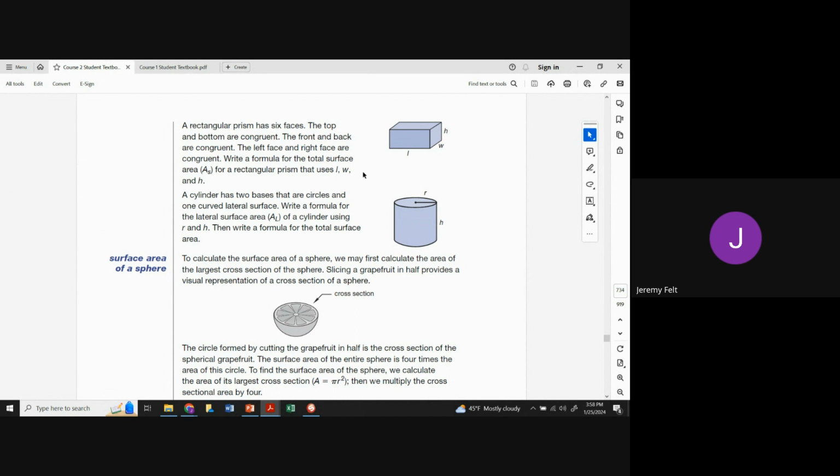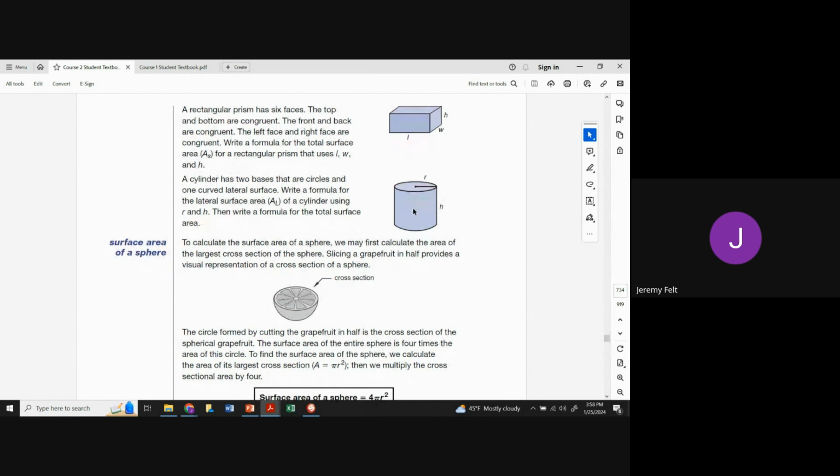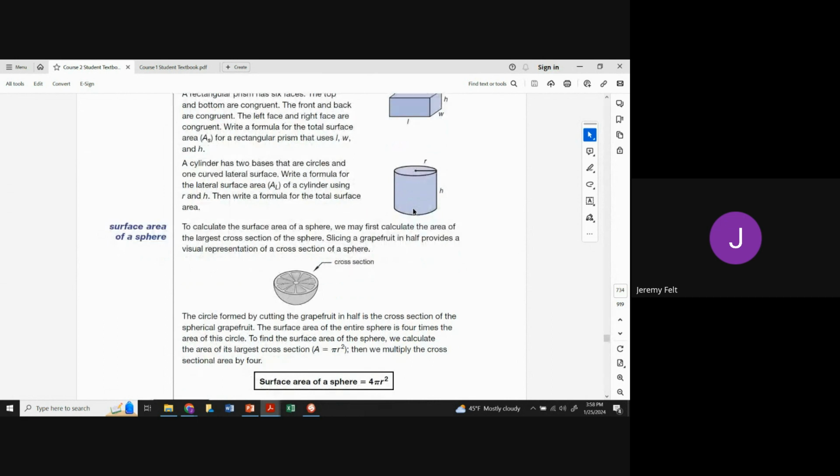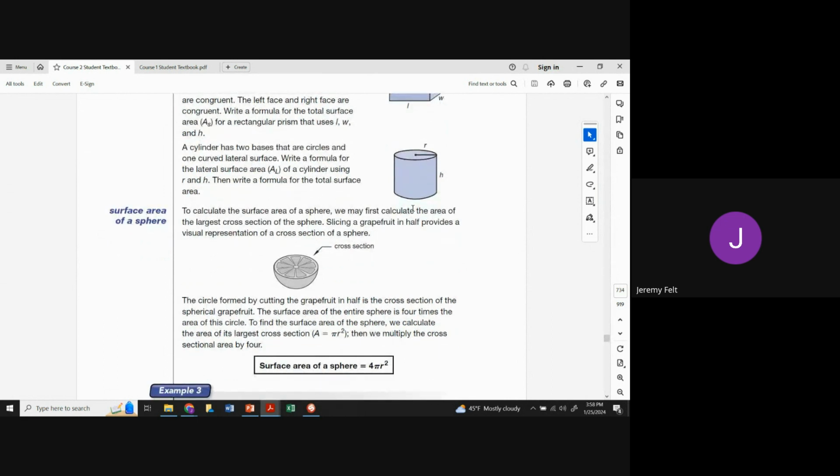So we've worked with rectangular prisms, cylinders, all of those things. We just did some examples of those. Now, surface area of a sphere. So thinking about a spherical fruit or a ball or something like that. If we slice it in half, this cross section will be a circle.